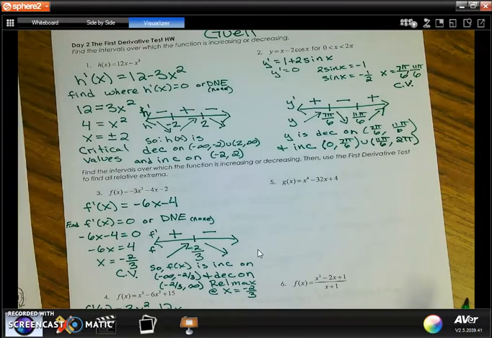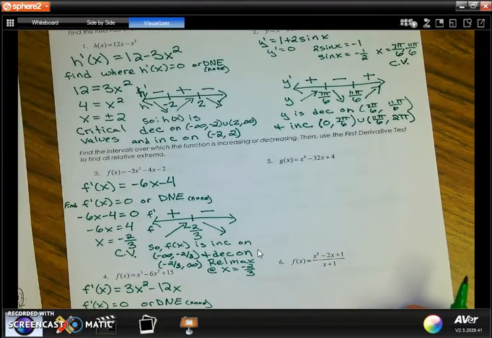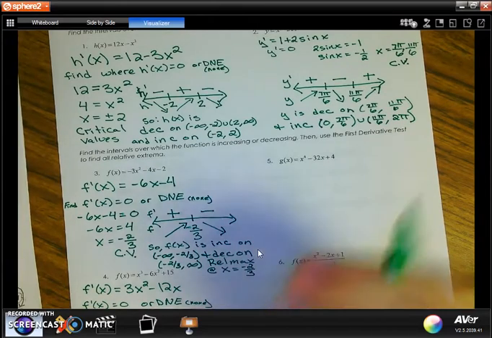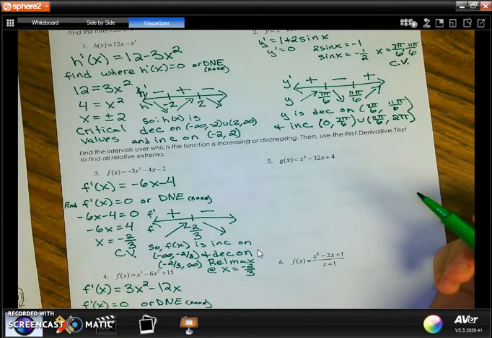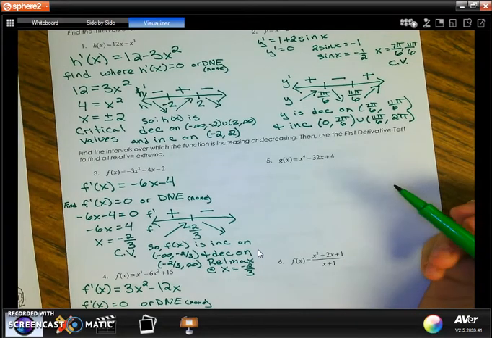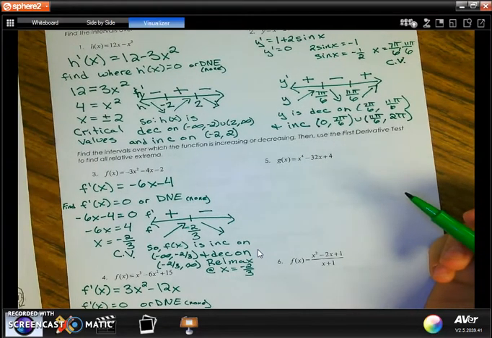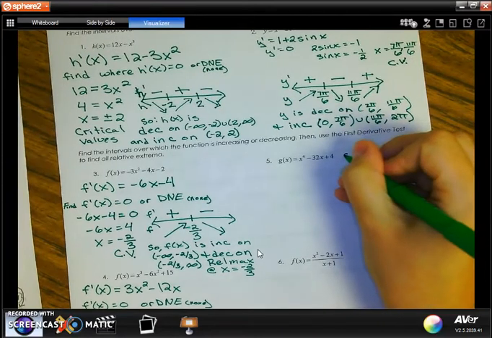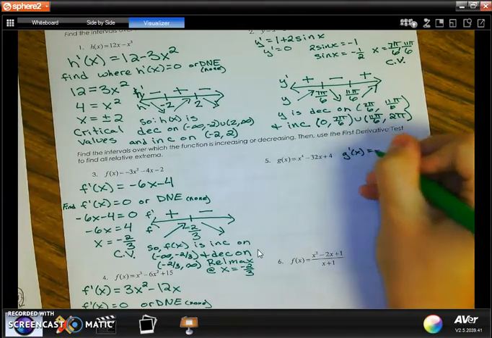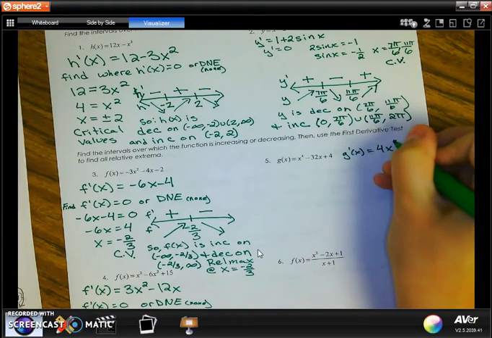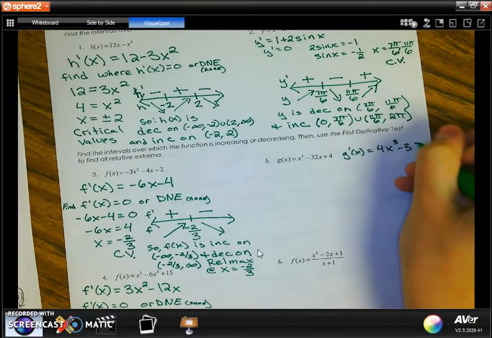Okay. In the next section here, it says find the intervals over which the function is increasing or decreasing, then use the first derivative test to find all relative extrema. So this is kind of a double. Very similar, we still need to find the derivative, and we set the derivative equal to 0. So here, my derivative is going to be 4x cubed minus 32.